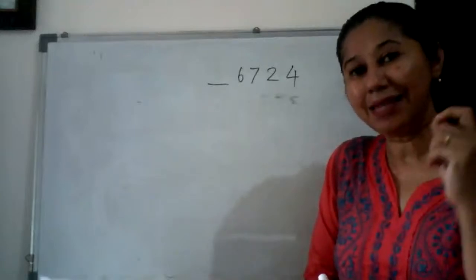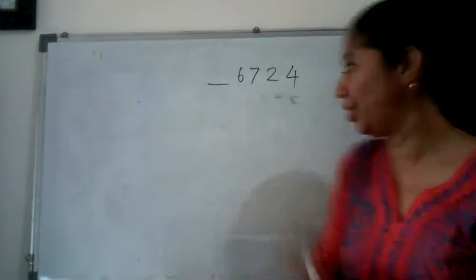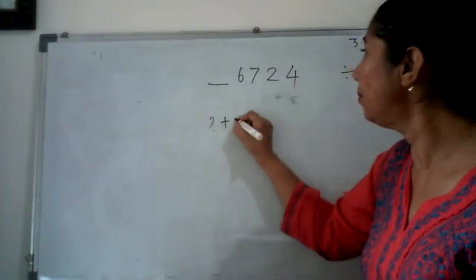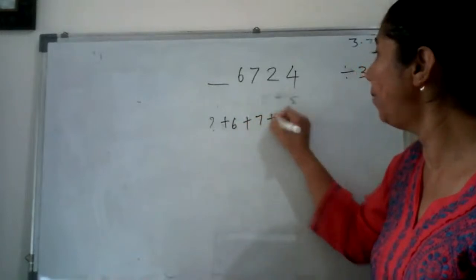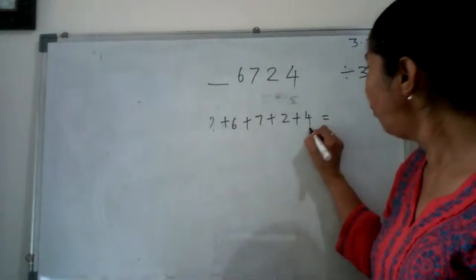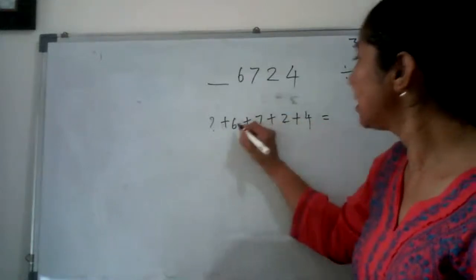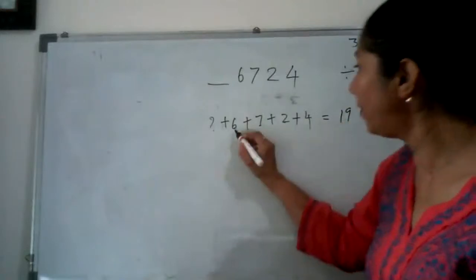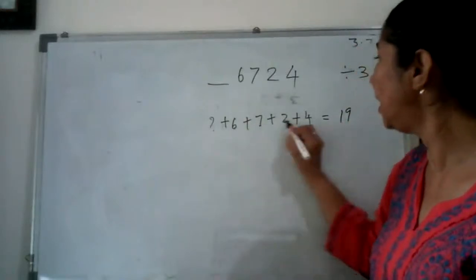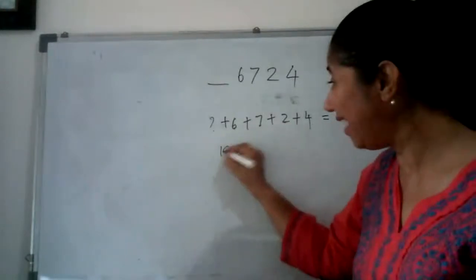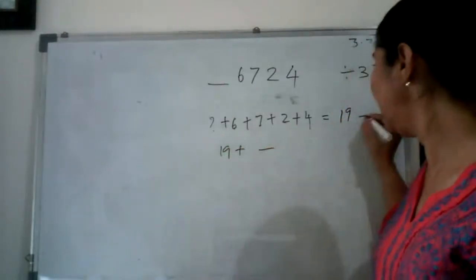What is it? Test of divisibility: sum of the digits. So let's add the sum of the digits. We don't know what is here. Something plus 6 plus 7 plus 2 plus 4. When we add this, what do you get? 4 plus 2 is 6, 6 and 6 is 12, 12 plus 7 is 19. You want to add it further? 6 plus 7 is 13, 13 plus 2 is 15, 15 plus 4 is 19. Now you know that 19 plus something is there, isn't it?